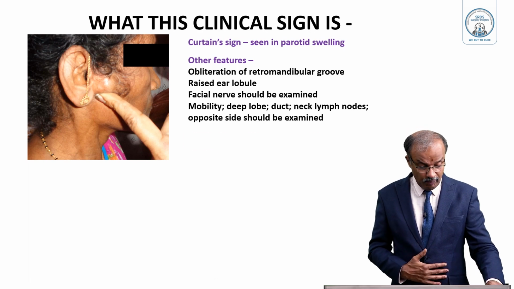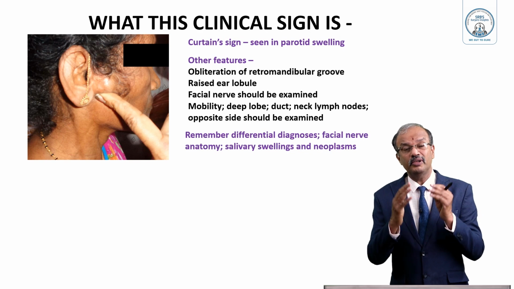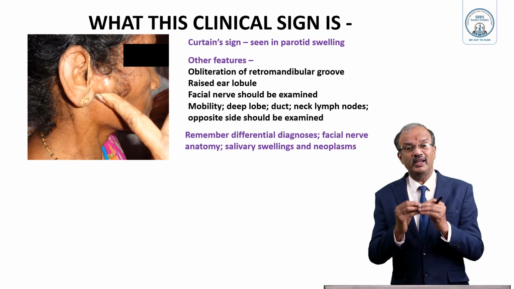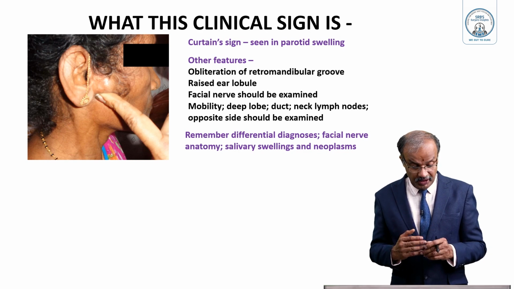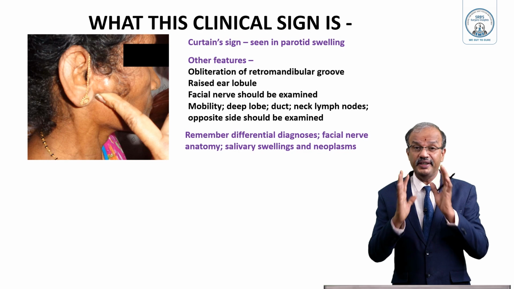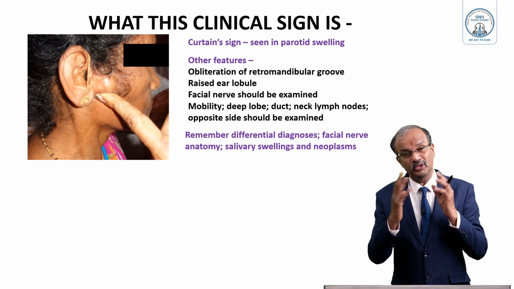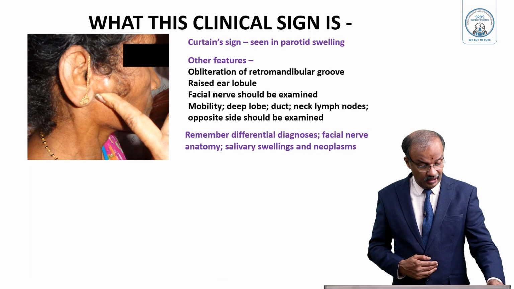There's a point you have to remember, and remember the differential diagnosis. I said periauricular lymph node, lipoma, subcutaneous swelling, cutaneous swellings, all these things have to be thought of, because sebaceous cyst is also very common in the face. Facial nerve anatomy, salivary swellings, neoplasms, all these things have to be learned in detail, both PGs and UGs, because it's a part of the surgical curriculum.